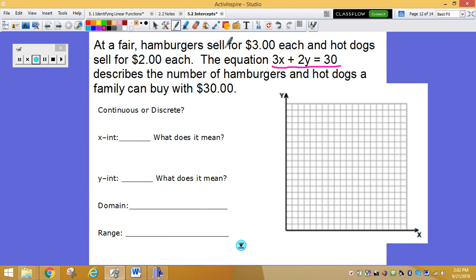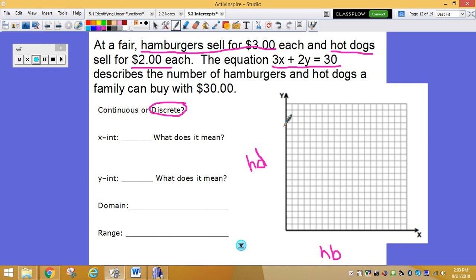3x. Where else in our equation do I see a 3? I see a 3 right here, which means hamburgers are going to be your X. And just to verify, it says 2y. Well, where do I see a 2? Right here. Hot dogs are $2. So that means my hot dog is going to go right here. And total I have 30 bucks. So let's figure out continuous or discrete. Well, are you going to buy half of a hot dog? I wouldn't. So that's going to be discrete.